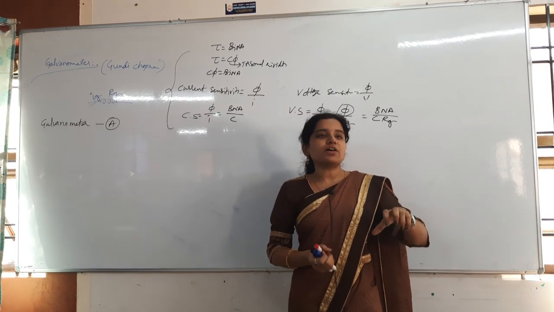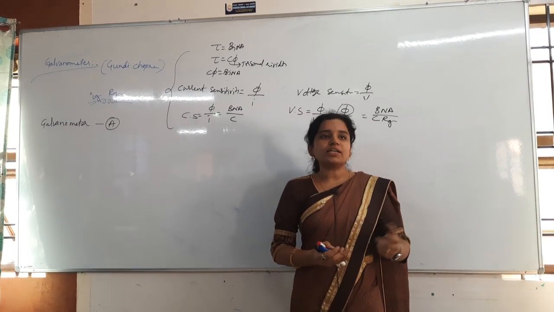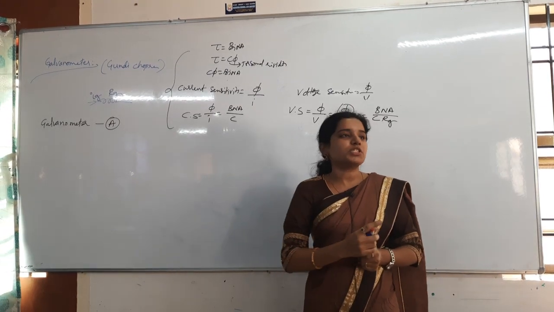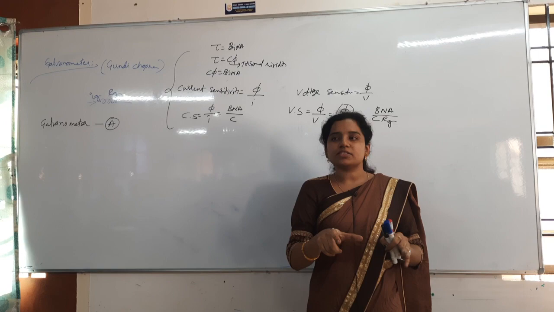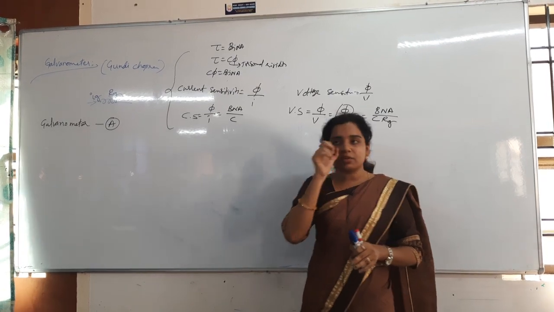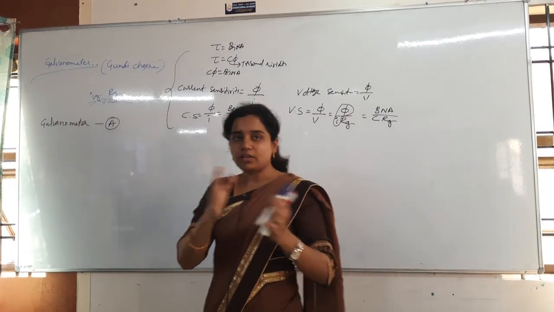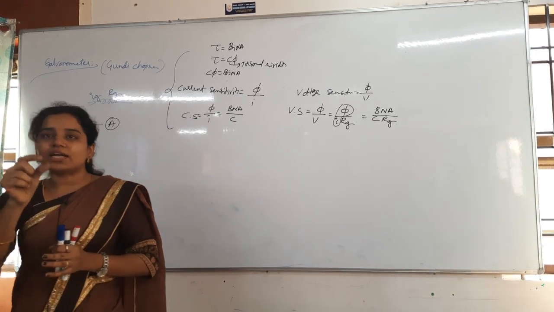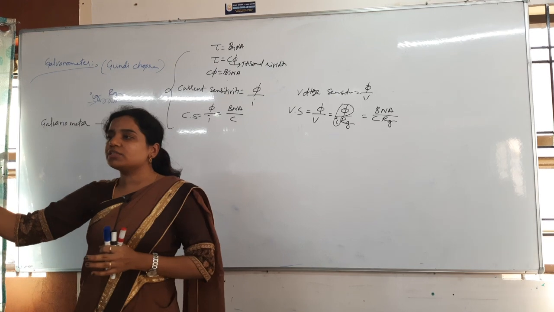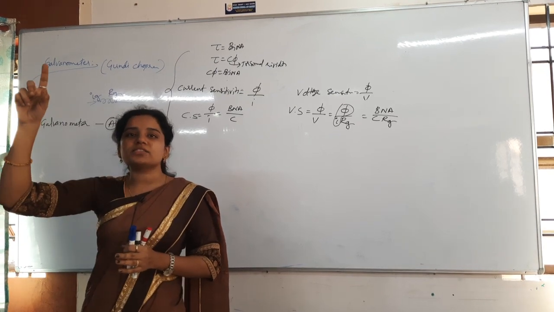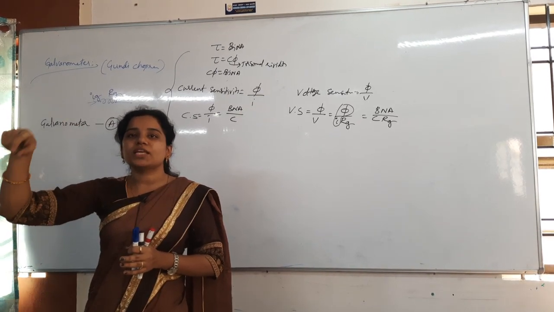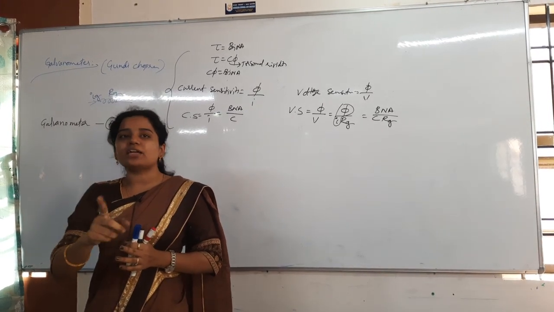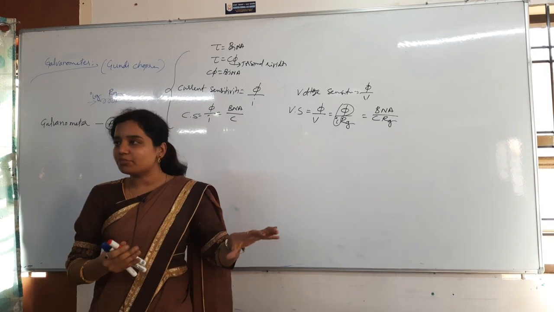Next, in the case of a voltmeter, the resistance should be high. To increase the resistance, I have to connect the resistance in series. And mainly you have to remember the relations between current and resistance, voltage and resistance. High resistance means they are talking about a voltmeter. Low resistance means they are talking about an ammeter. That you have to mainly identify.